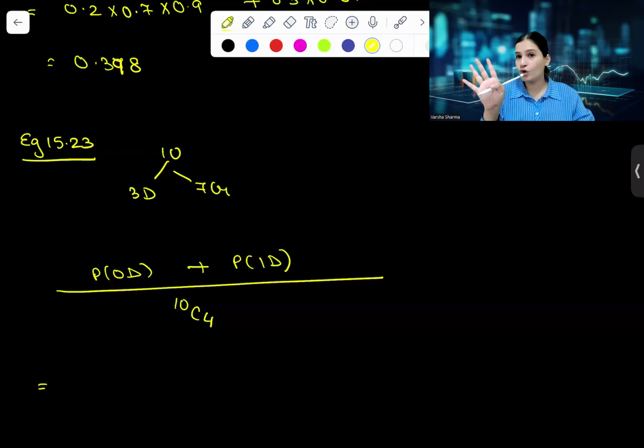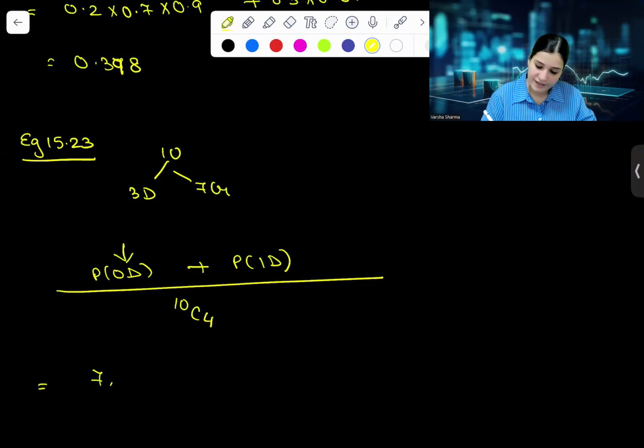So out of 4, I have 0 defective. That means all the 4 are good ones. If out of 4 components, I have got 0 defective component, that means all the 4 components are good components. So select 4 good components: 7C4. Plus, out of 4, choose 1 defective.